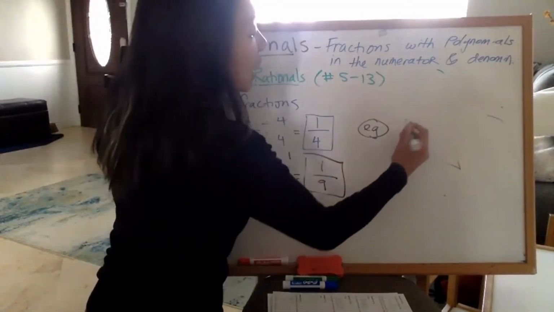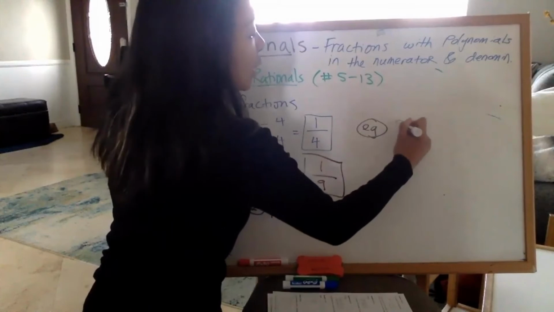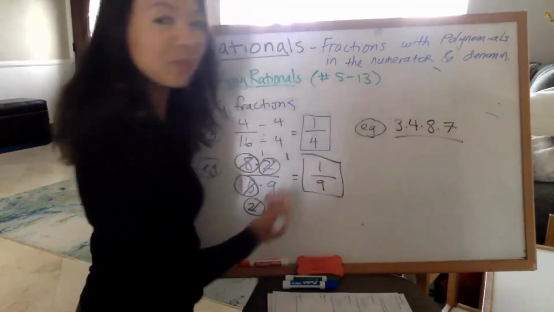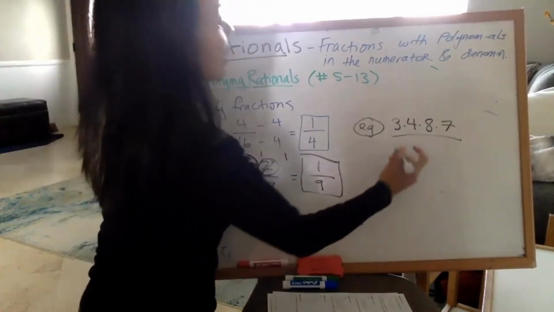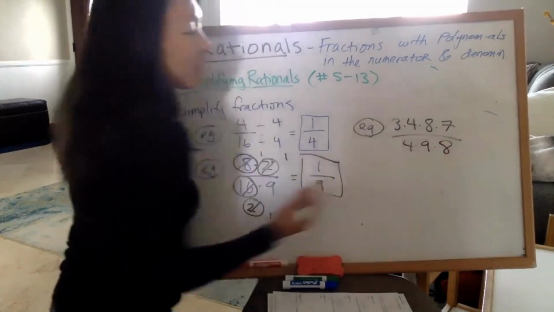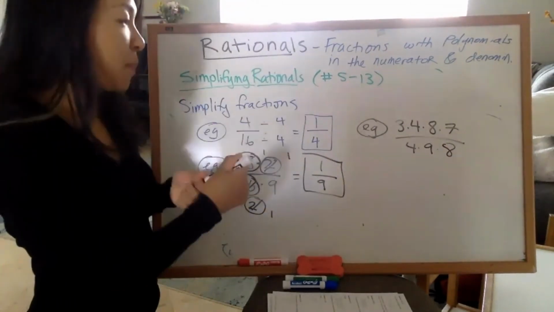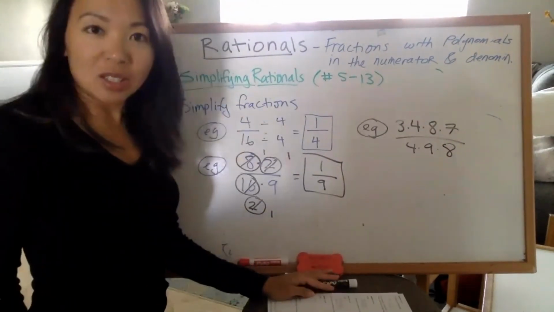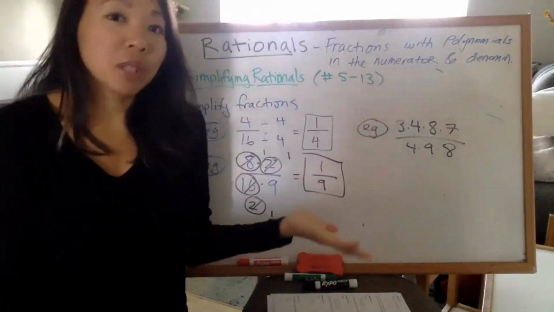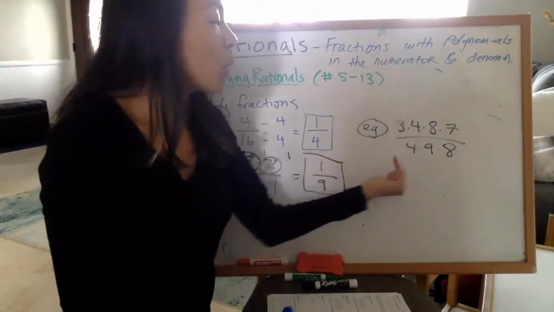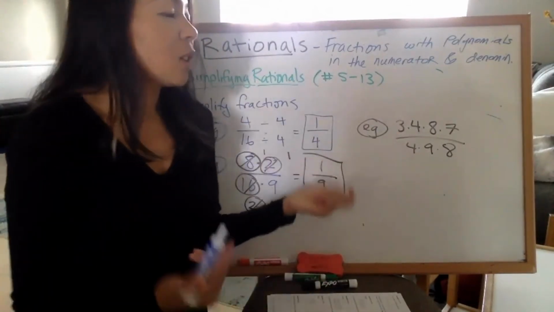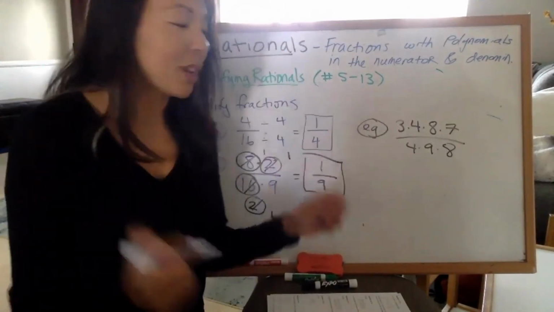So let me just give you one more example of this, just to really hone in the point. If I had a bunch of numbers, say 3 times 4 times 8 times 7, just making it up, divided by a bunch of other factors, say 4 times 9 times 8, right? So just a bunch of factors that are being multiplied with each other. What you can do then, instead of multiplying it all out and then just having to simplify really big numbers, is divide out the common factors, or cancel out common factors, right?